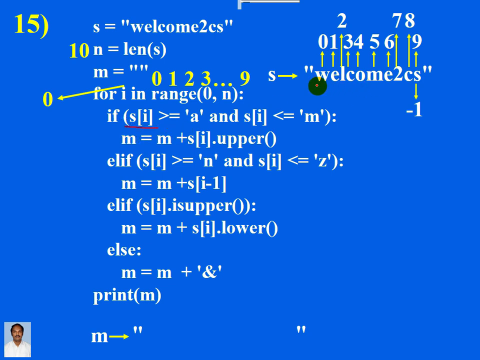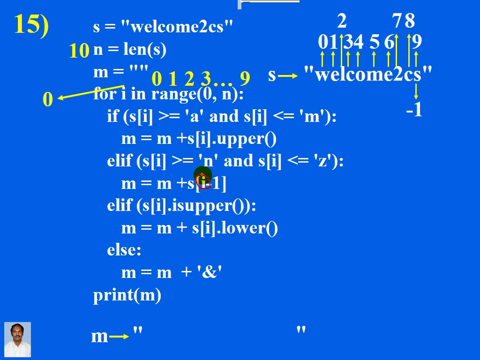S of 0, W. So W greater than or equal to A and W less than or equal to M. We know that W is not between A and M. So control comes to else part. W greater than or equal to N and W less than or equal to Z. Correct, because W is between N and Z. So this will be executed.